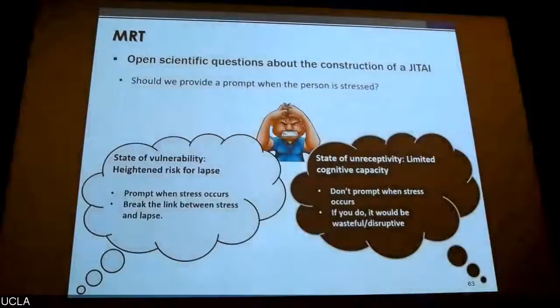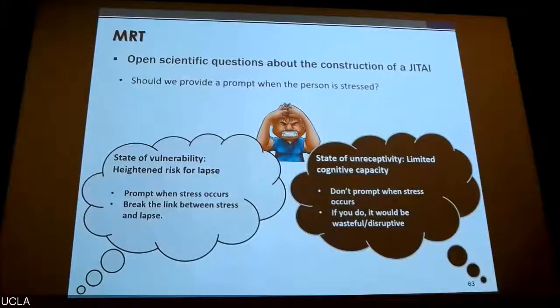Okay, but what's the problem? Again, we often have open scientific questions that prevent us from developing a high quality JITAI. And I want to share one example with you, okay? The decision rule that I showed you earlier is based on the assumption that stress is a state of vulnerability for a lapse. To break the link between a state of vulnerability and a lapse, we provide support, right?